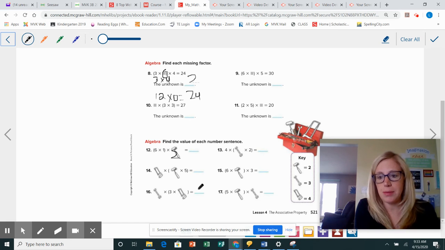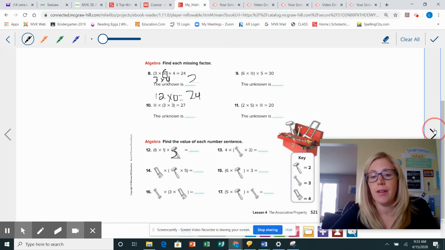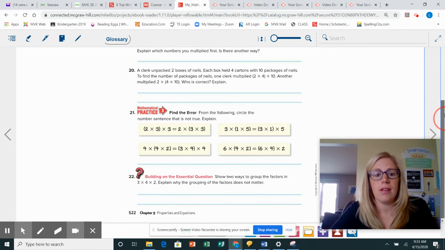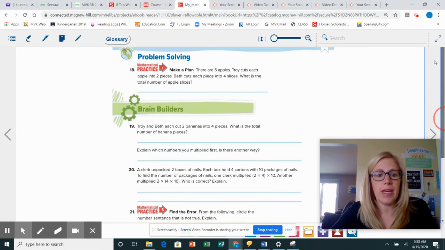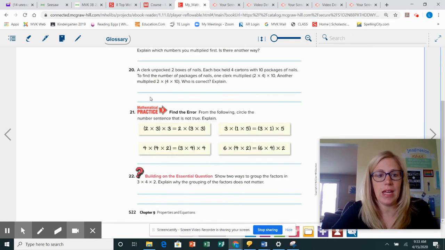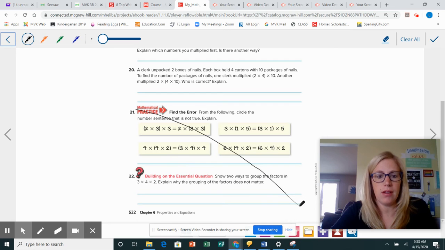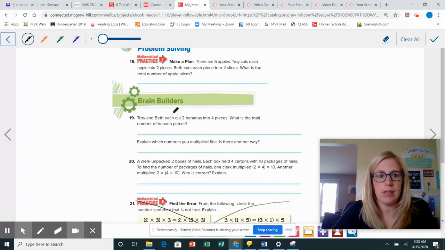Okay, I want you guys to complete this. And then on Seesaw, you'll see the answer key so you can check your work. Okay, we are going to do 18 and 20 today. Nothing else on this page. So we can cross that off. Cross this off.